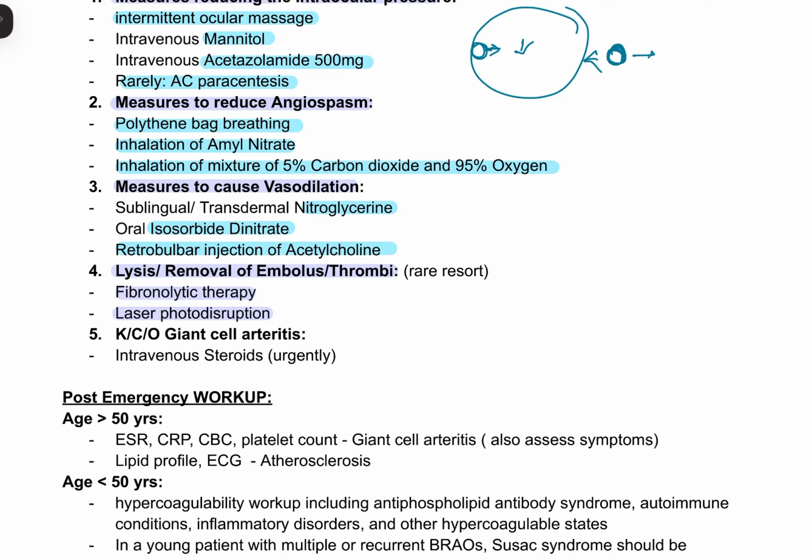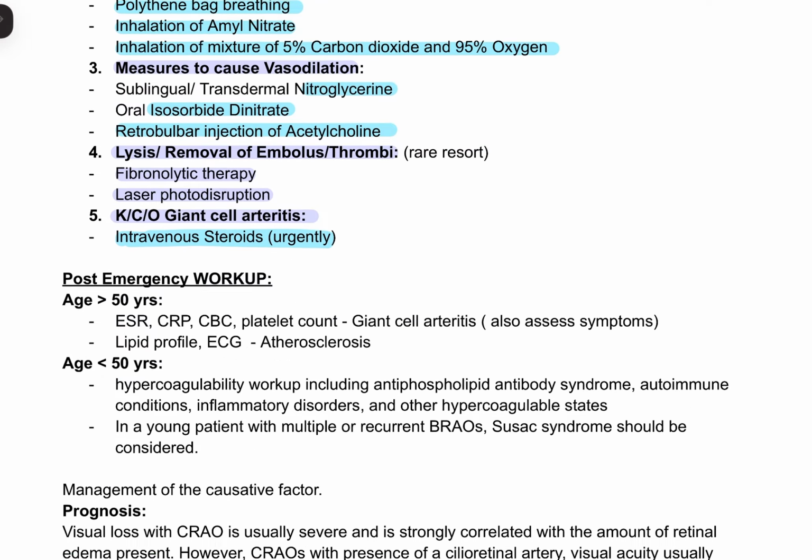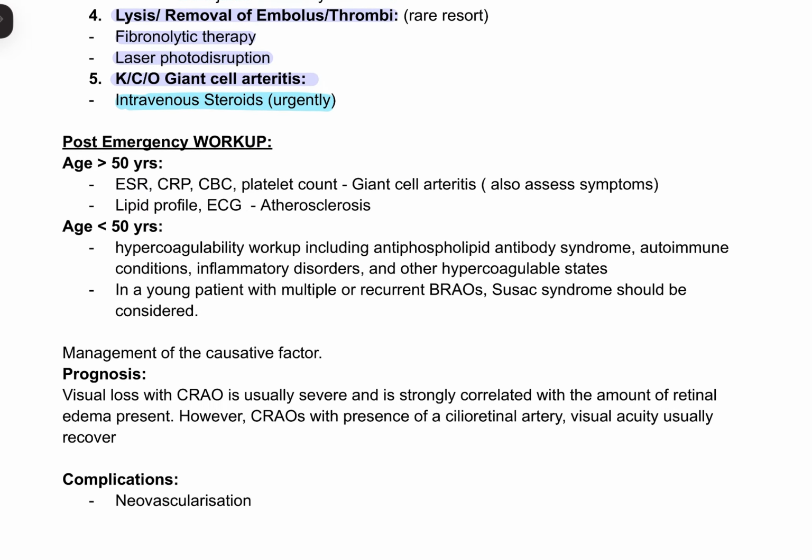If a patient is a known case of giant cell arteritis, you need to give IV steroids. Urgently you need to give, because the patient is already in exacerbation of the disease. Now the post emergency workup. You have solved the emergency situation. Now, post emergency, you don't know what kind of case it is, so you are working up.